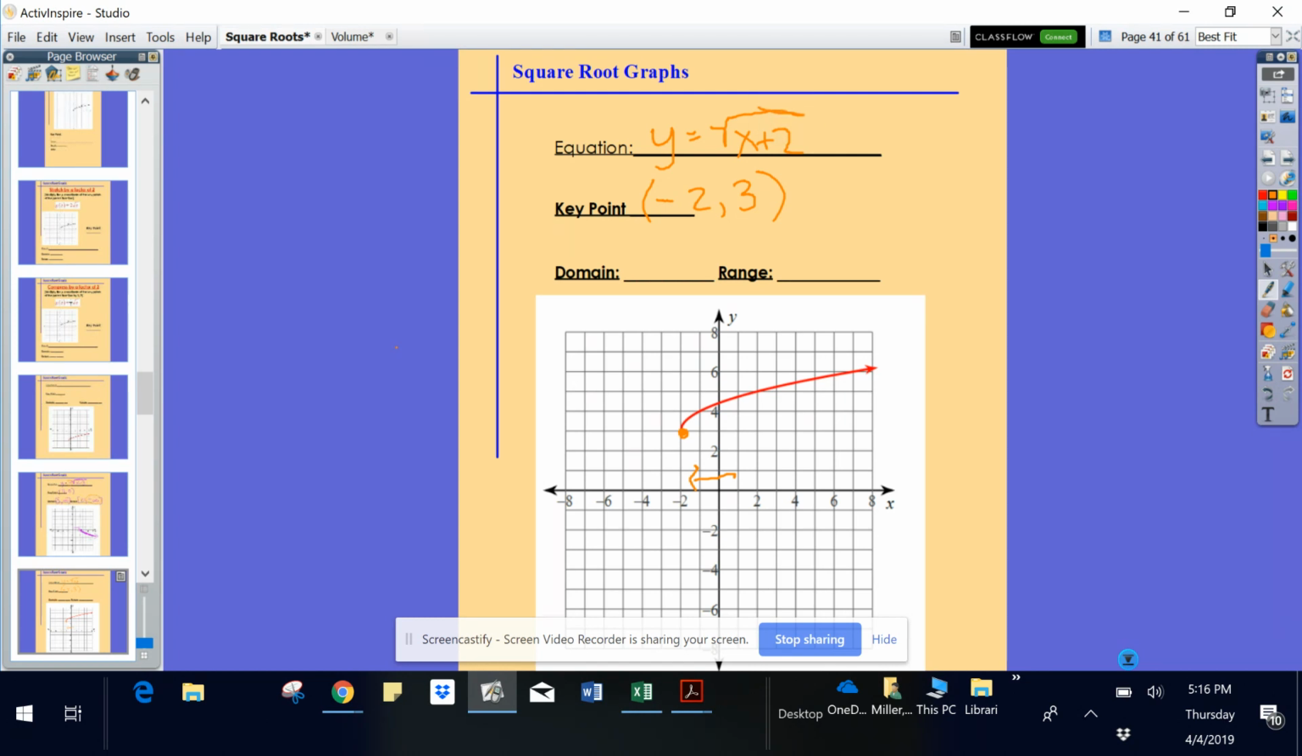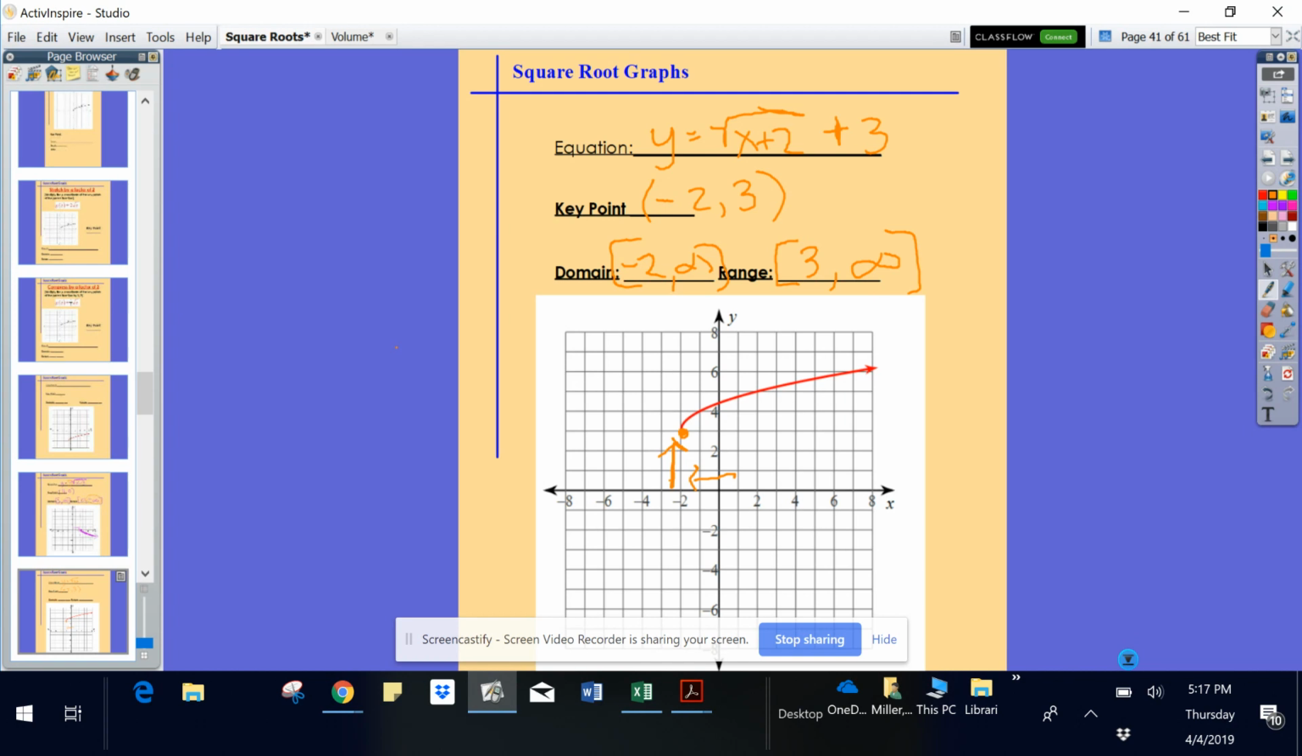X plus 2. And did it move up or down? Why, yes, Miss Miller, it did. It moved up 3. So my plus 3 is going to be outside the square root sign. All right, my domain, my x values, where does it start on the x? It starts right here at -2, always positive infinity. Okay, my range, I'm going to take a look at my key point, which is 3. It's going up, so positive infinity.